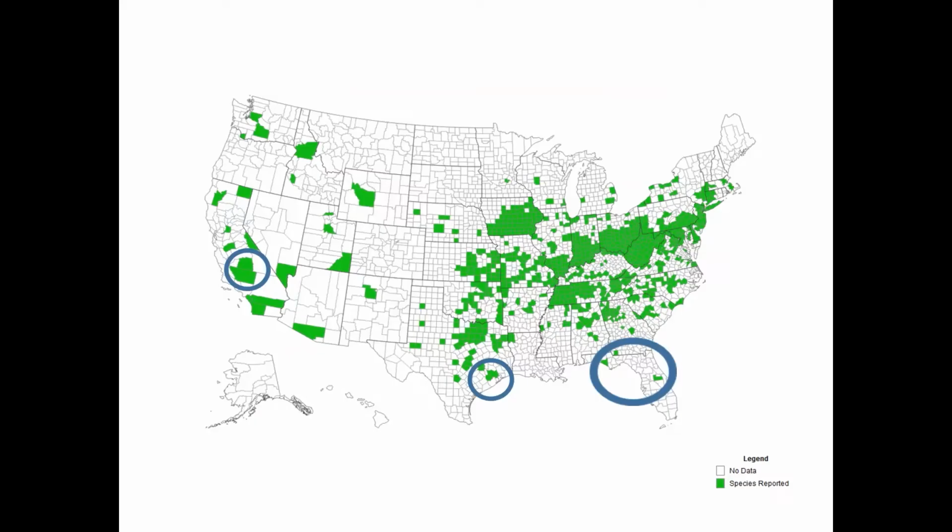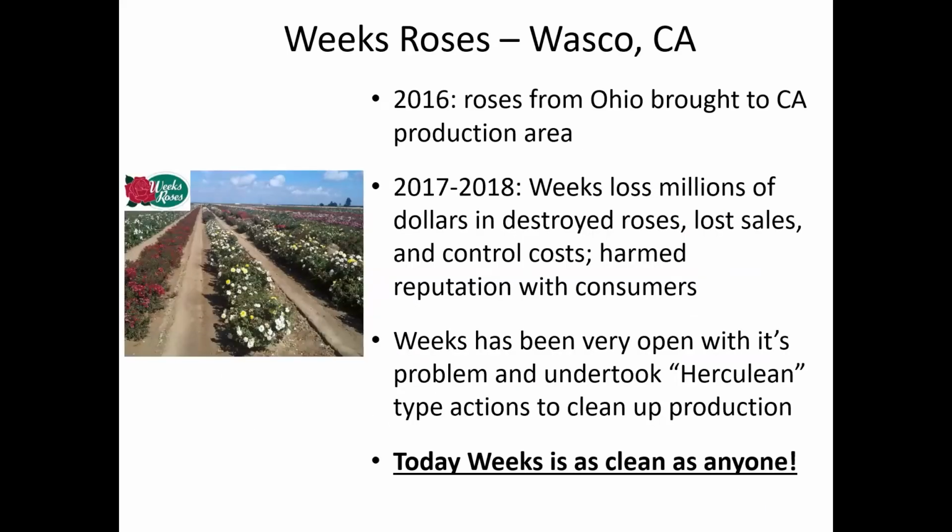So, I mentioned Florida, I mentioned Houston. You'll notice that there is a spot all the way over there in California that's in a circle. This is where Wasco, California is. And a few years ago, we had an outbreak of Rose Rosette in an area of California where it had never been reported. And about 30 miles away in Bakersfield, California, there was also a report of it on some landscape roses. And this is what happened at Weeks.